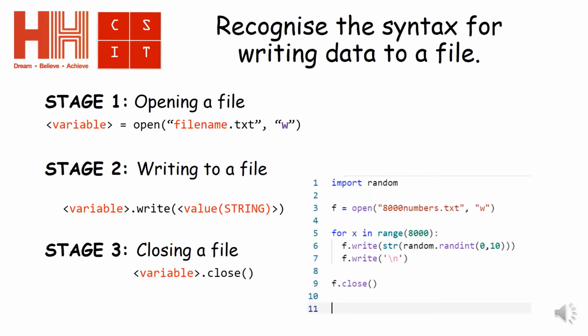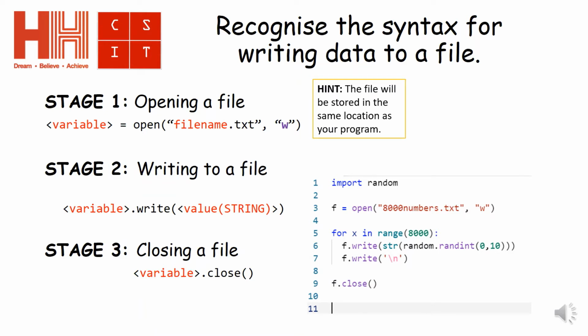So the three stages for writing to a file are opening the file, actually writing to it, and closing it again. The reason you need the three stages is the first stage is there to make the file accessible to Python. The second one is Python actually using the file, and the third one is to close it so that the file is actually written and usable by somebody else.